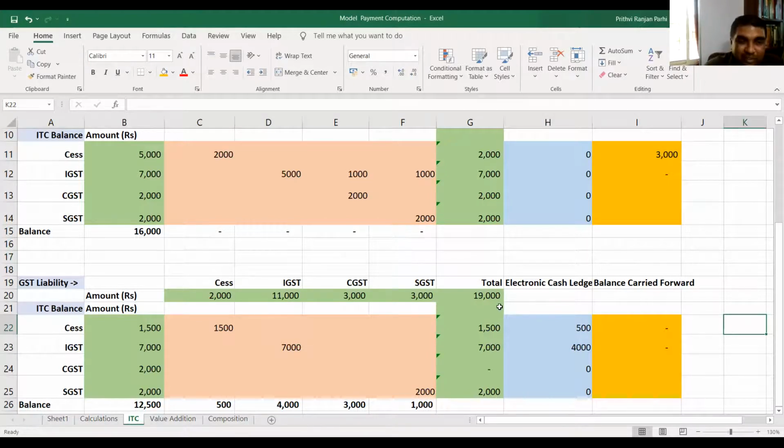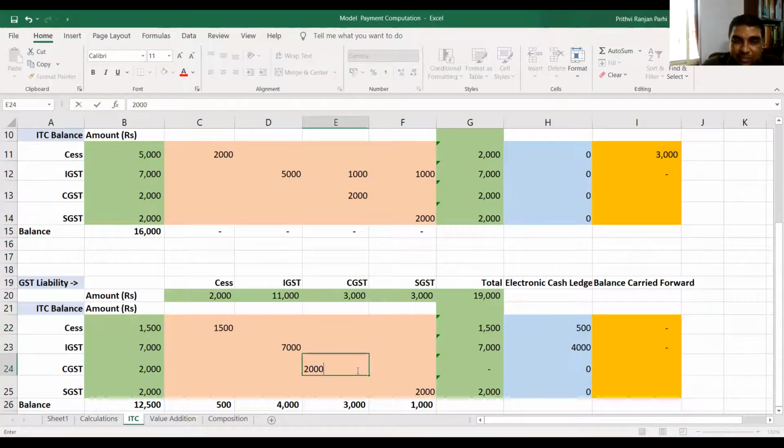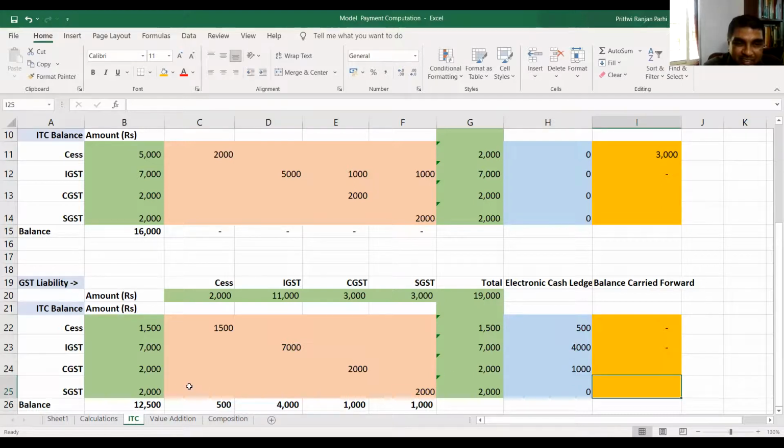Then what will you be doing? That CGST liability is 3,000. CGST ITC is 2,000. So he'll be using 2,000 here, and 1,000 rupees he'll be paying in cash. Is it your idea? Yes, sir. Okay. Then another 3,000 here. He'll be using 2,000 rupees here, and then 1,000 in cash.